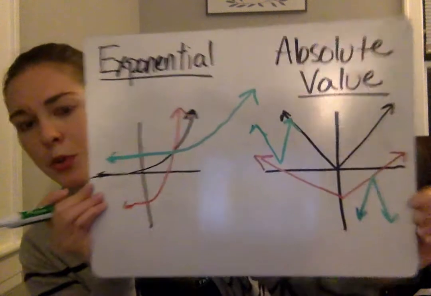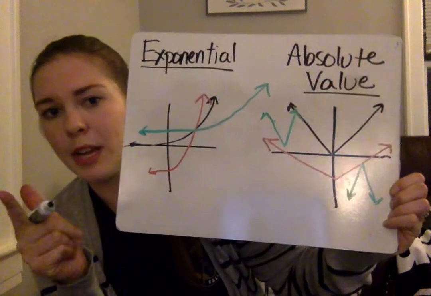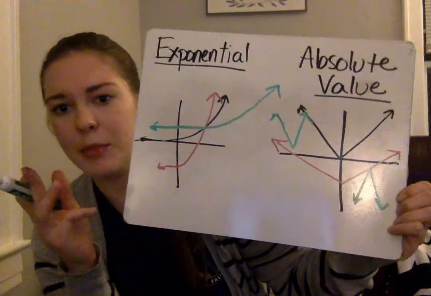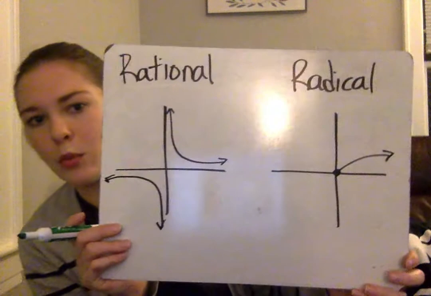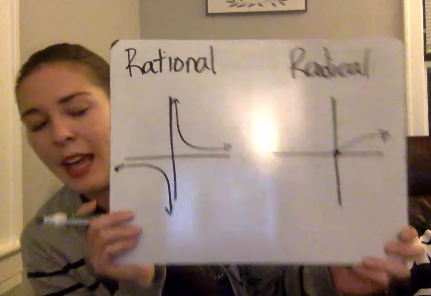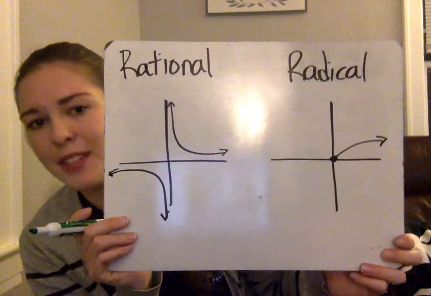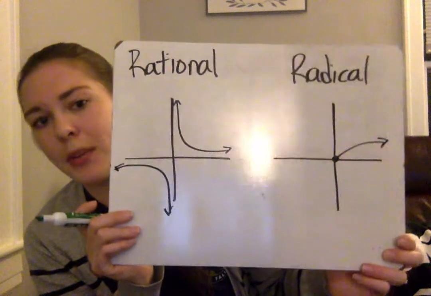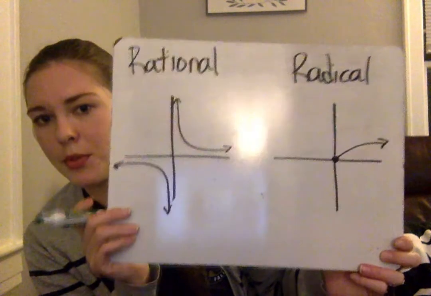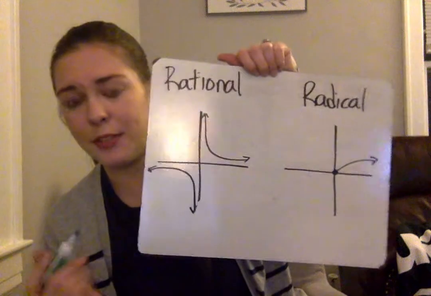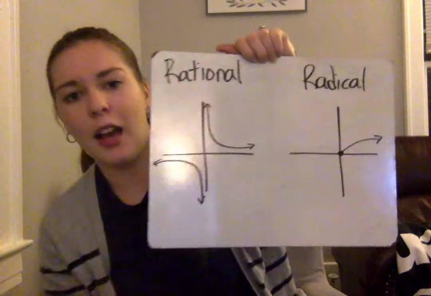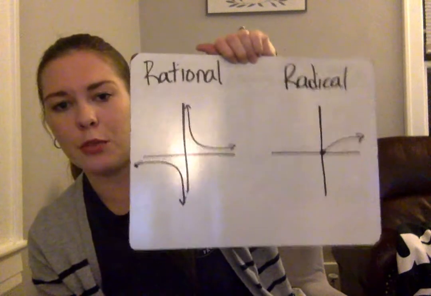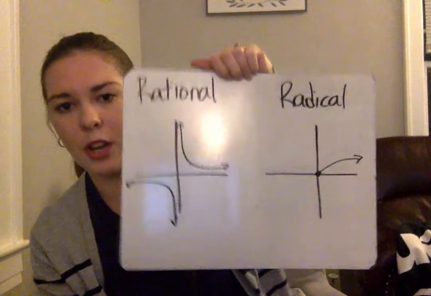So far we've done linear, quadratic, exponential, absolute value. We have two more. We have rational and radical. And these are two very different graphs, but their names are similar. So a lot of times people get these confused. So if you're writing this down, which you should be, I would definitely make sure that you know the difference between these two that start with the R.